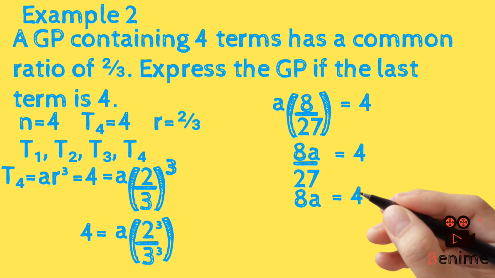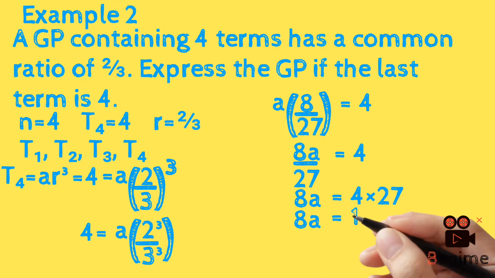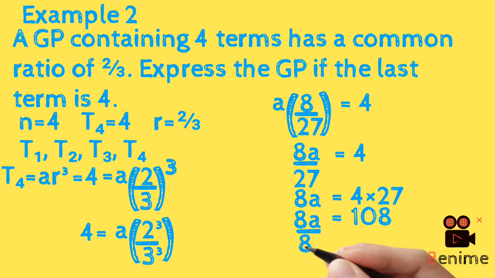Then cross multiply. You have 8A is equal to 4 times 27. 4 times 27 gives 108. So 8A is equal to 108. Now you divide both sides of the equation by 8 so you can find your A. So when you divide both sides by 8, using your calculator, 108 divided by 8 will give you 13.5.